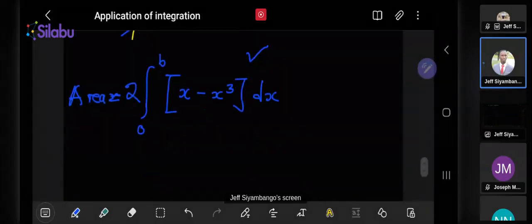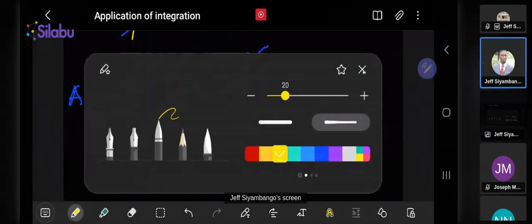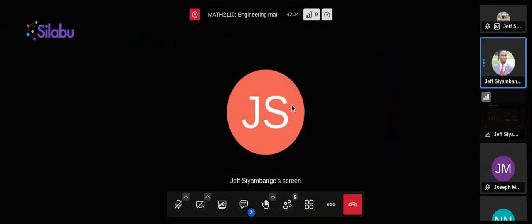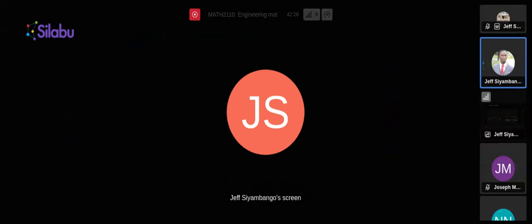Now, how about this one? For the last question for this part, the next thing that we're going to move to is going to be about volumes. Volumes of revolution. That's what we're going to start doing, I think, tomorrow. But here's something that I want you guys to try out.